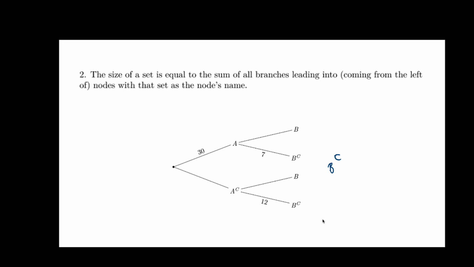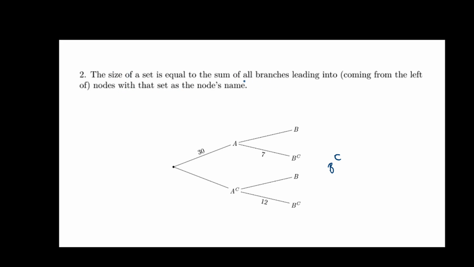Then we have a second rule that states like this. The size of a set is equal to the sum of all branches leading into or coming from the left of the node with that set as the node's name. Okay. What are you talking about? What I'm talking about is this.